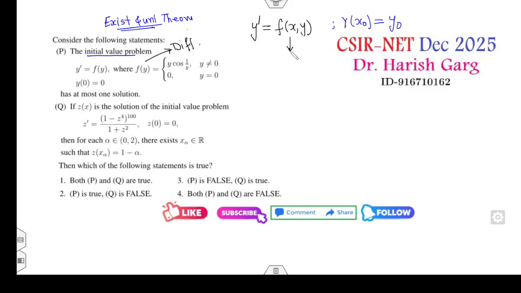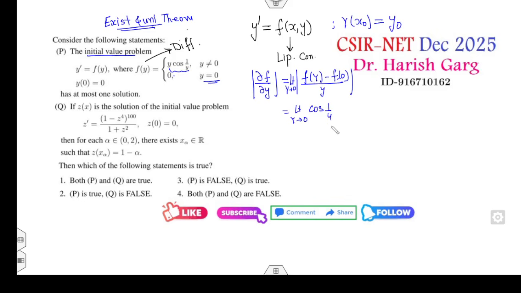Uniqueness means the Lipschitz condition must be satisfied. So how can you check the Lipschitz condition? You can find del f upon del y. There are two ways. The first is by using the definition: limit of f(y) minus f(0) divided by y as y approaches 0. f(y) is y times cos 1 over y, f(0) is 0, divided by y gives cos 1 over y. The limit does not exist.